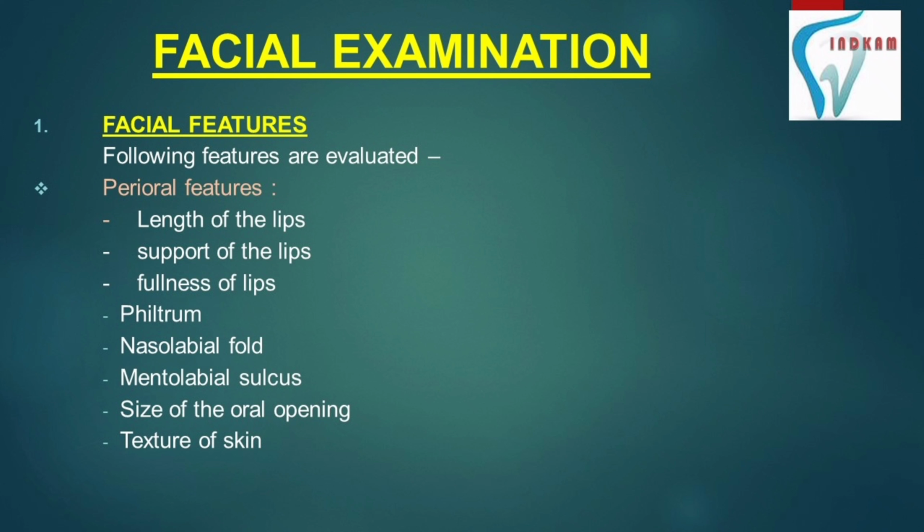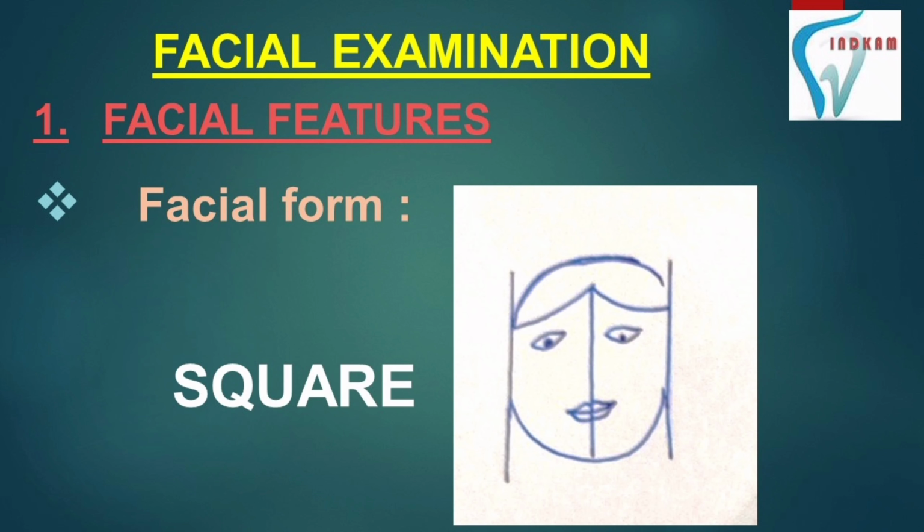For example, if it is a rough texture skin, we have to place rugged teeth. If wrinkles are present in the cheek, this shows decrease in the vertical dimension. So all these factors aid in determining the shade, shape and arrangement of the teeth. Coming to the facial features, the first is facial form.